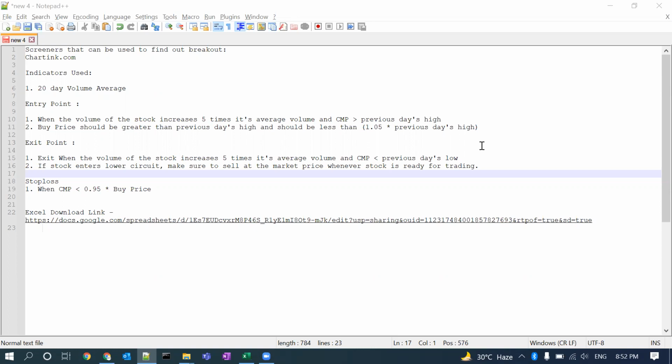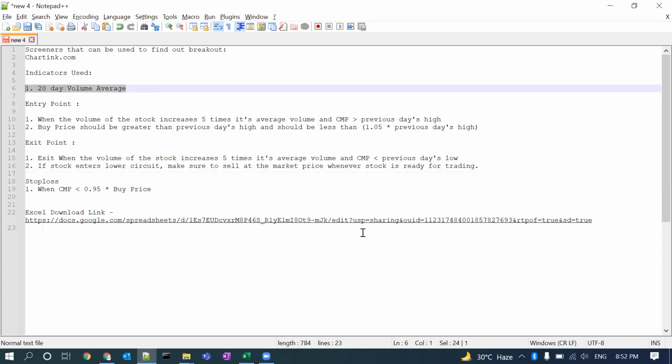Today, I will show you all a strategy mostly used by professional traders, which involves shadowing the investments made by the big institutions. This strategy is very simple and has a high success rate among other strategies that we use. We only need one indicator for this strategy, that is nothing but the 20-day volume average.